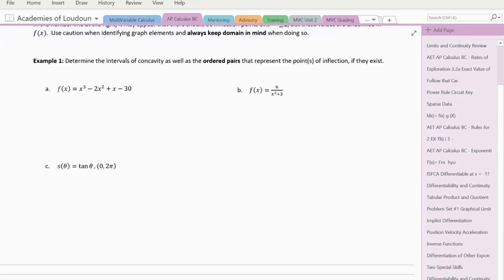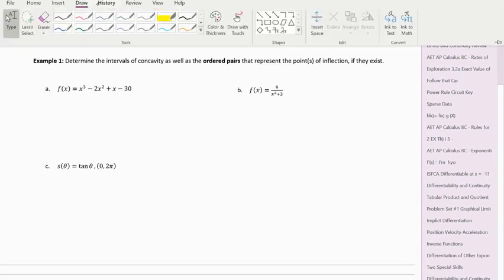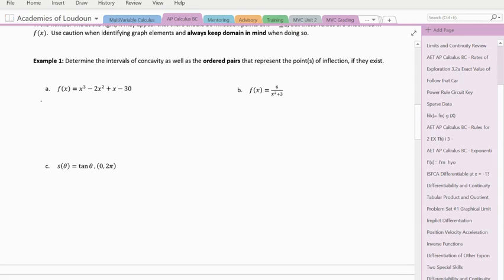Okay, so let's go ahead and take a look at example 1, and we're going to determine the intervals of concavity as well as the ordered pairs that represent the points of inflection if they exist. So for our first function, we need to first find our first derivative. So f prime of x is 3x squared minus 4x plus 1. Then find our second derivative, which is 6x minus 4.